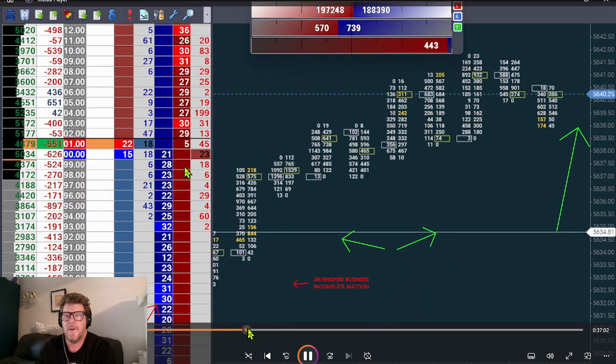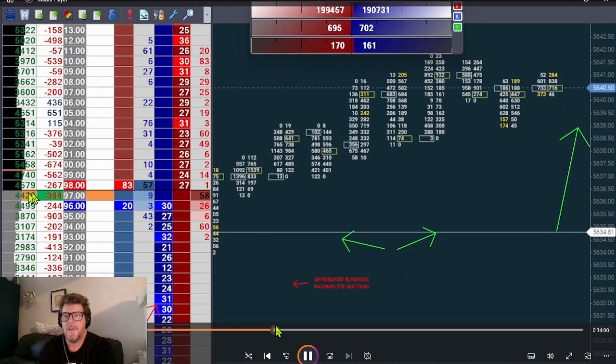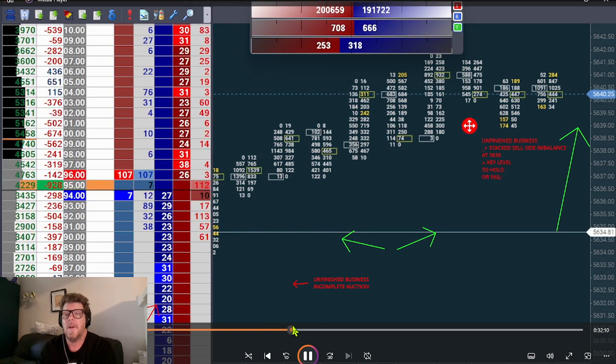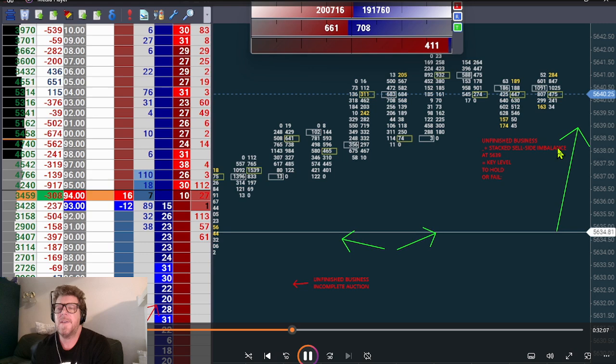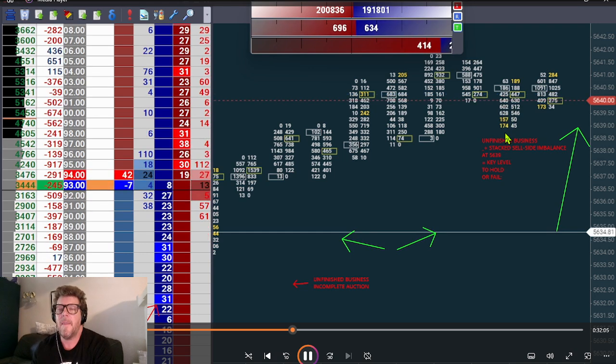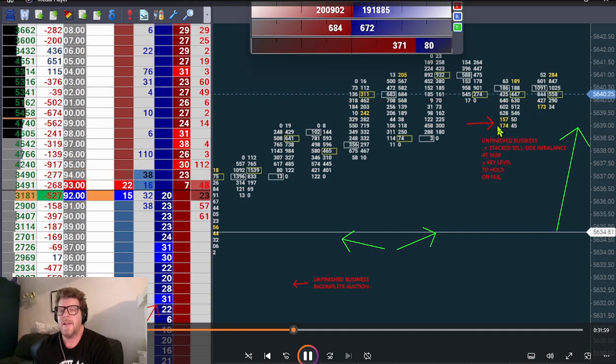So I'm just going to scroll forward here. As you can see, price did bounce up. I wrote that we have unfinished business. We have a stacked sell side imbalance right here. This is a key level to hold or fail. We're up above it, the sell side imbalance. We're up above it, so that means there could be more upside.